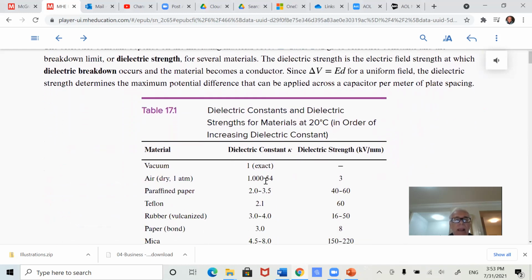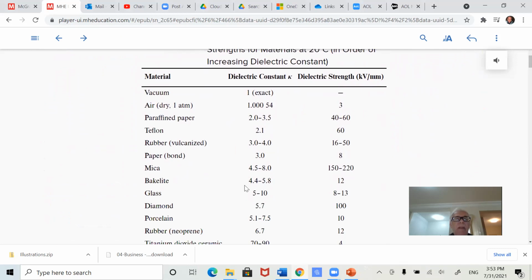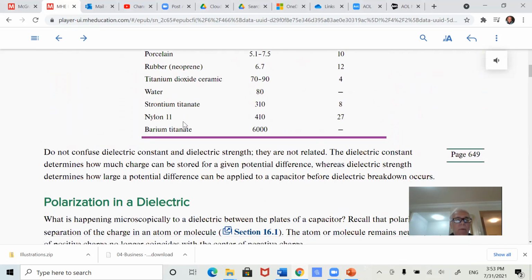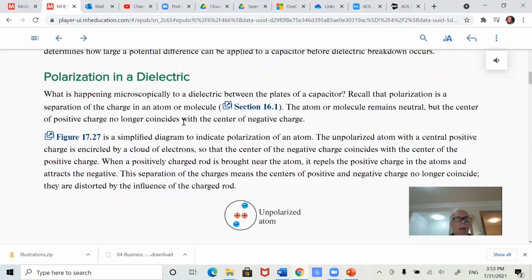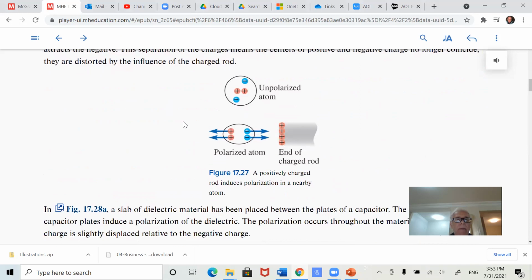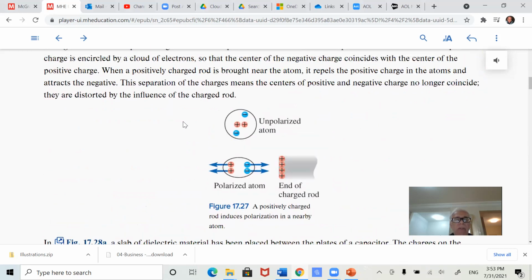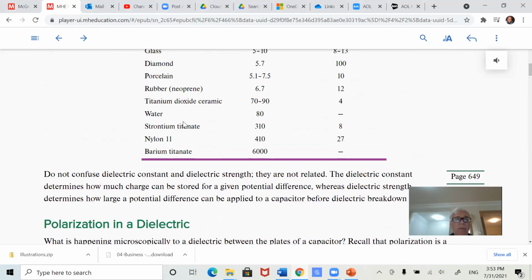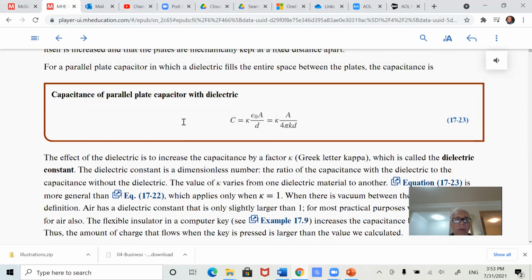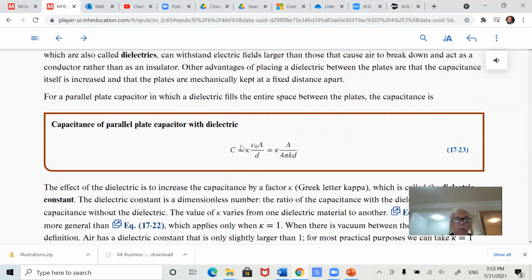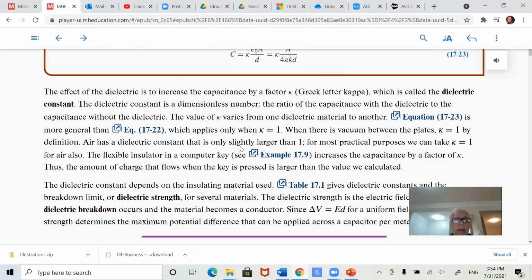Dry air at 1 atmosphere is 1.00054. But then we have other types of materials that have a dielectric constant higher than that. We also covered polarization and dielectrics. When we put a dielectric inside a parallel plate capacitor, what happens to the capacitance? The capacitance increases by a factor kappa, the dielectric constant. It's possible to prove that. Keep that in mind.